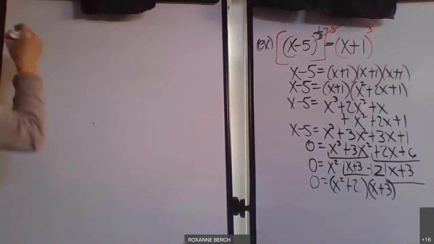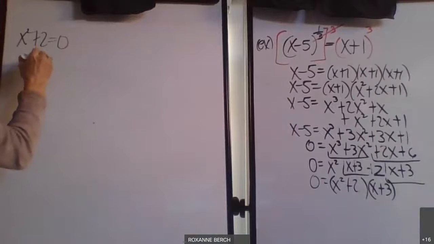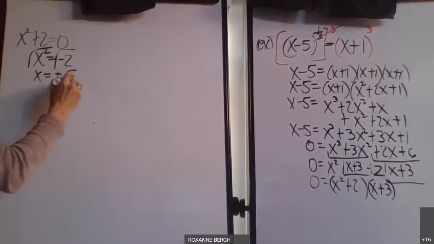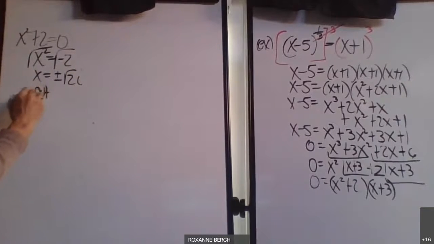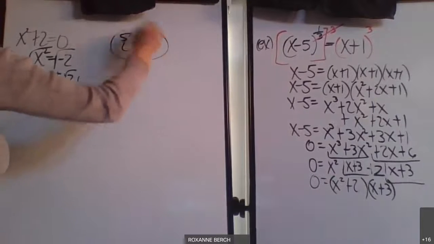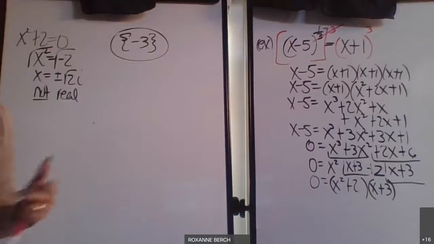Well, if you set x squared plus 2 equal to 0 and you solve it, you isolate the square, you take the square root of both sides and you get plus or minus square root of 2 i. Those are not real, right? So we have one real solution, which is -3. So we have 3 solutions. 2 are imaginary and 1 is real. And we're finding real solutions here.